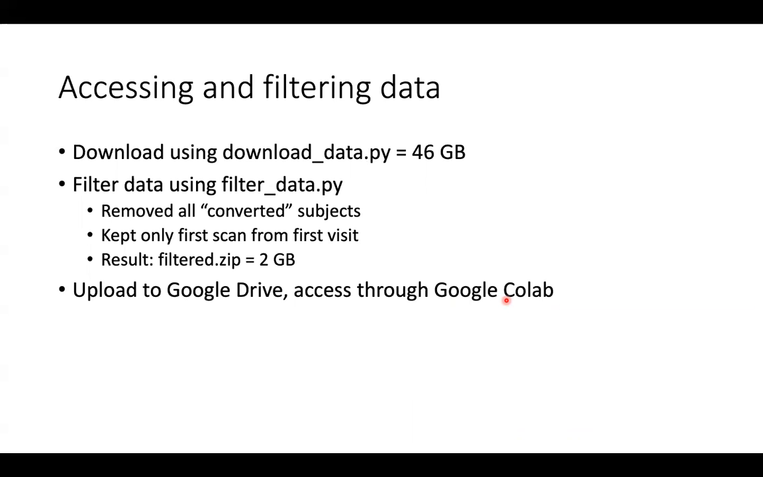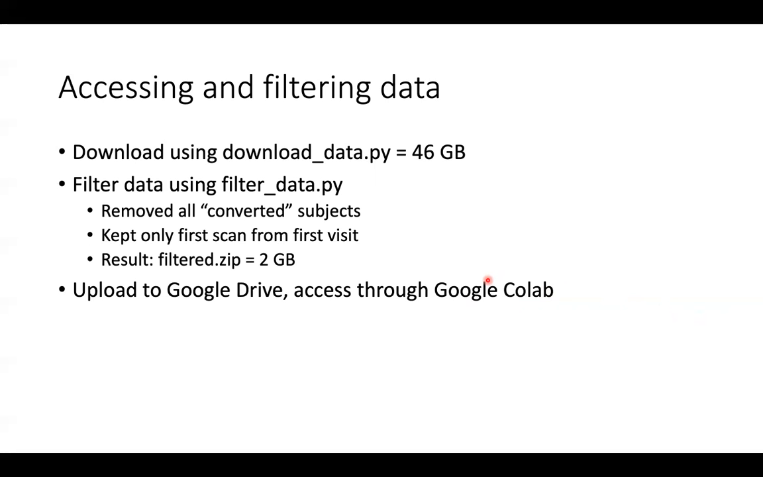So to access and filter the data, I created my own script called download_data.py, and the resulting dataset was nearly 46 gigabytes, which was huge given my limited computing power. So then I filtered and compressed the data using another script that I made called filter_data to make the data more manageable. The resulting file was just under two gigabytes, which I was able to upload to Google Drive and access through Google Colab.